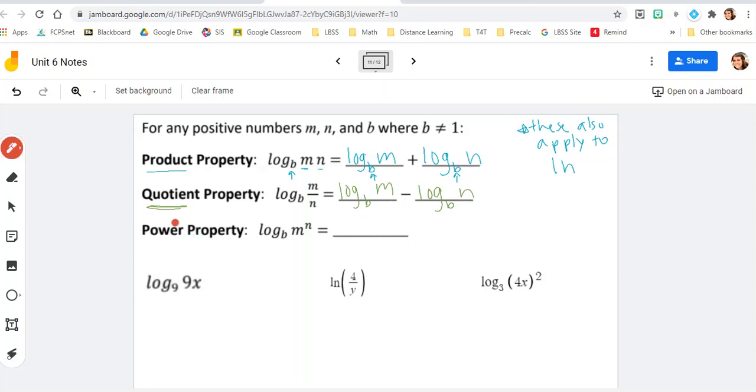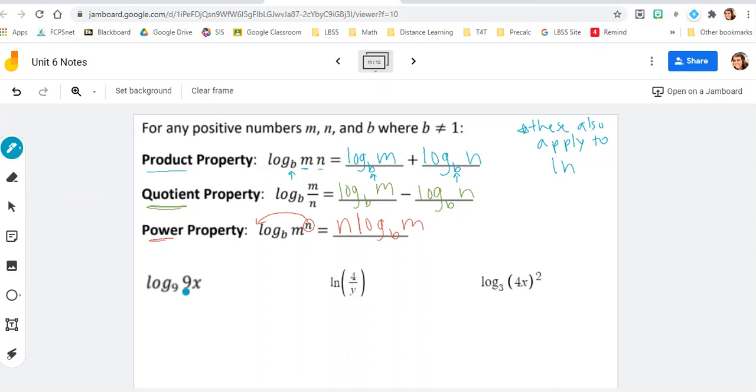And then lastly, we have the power property with an exponent. If we have an exponent inside of our logarithmic function, we can rewrite it and bring it down to the front, so we multiply it by the logarithm of whatever was the base of the exponent. So let's try a few examples.